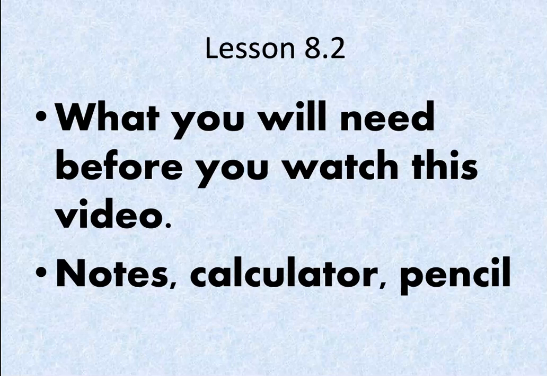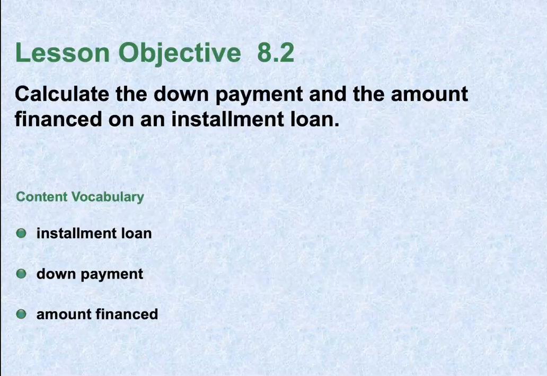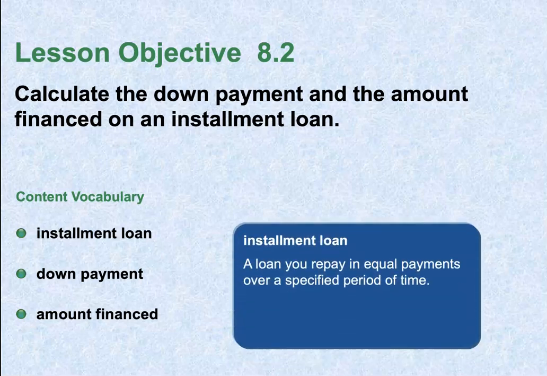So what you will need before you watch this video is your notes, calculator, and a pencil. Okay, you're going to calculate the down payment and the amount financed in an installment loan. Remember, installment loans are ones that you pay on every month, a loan you repay in equal payments over a specified period of time. These are like mortgages and cars, large amounts that you can't pay off like a one-time loan. You pay off every month.